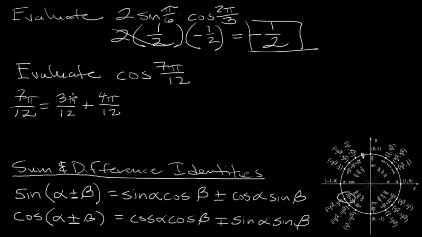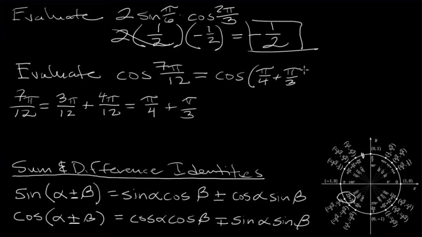And by splitting 7 pi up into 3 pi and 4 pi over 12, this is the same as this, but I can simplify these. So this would be pi over 4, and this would be pi over 3, which are two nice angles. So pi over 4 and pi over 3 are very nice angles on the unit circle. And so what we're going to do is rewrite this problem as the cosine of pi over 4 plus pi over 3, because we know that those two added together is this angle.